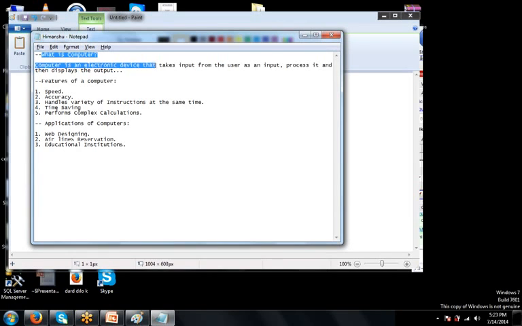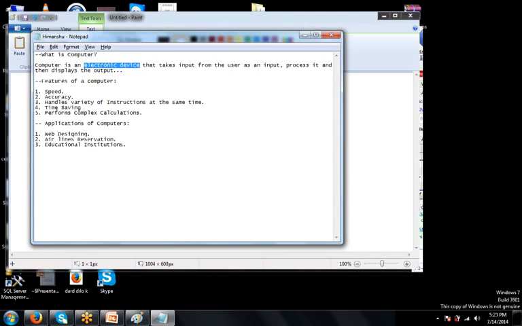What is a computer? A computer is basically an electronic device, means that runs through electricity, that takes input from the user and then processes it with the help of a CPU and then displays the output. Means with the help of the output screen, a monitor, we can display our output. That is done by the computer. So this is just basically an introduction, a one line definition of a computer.